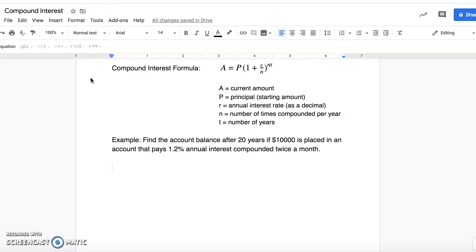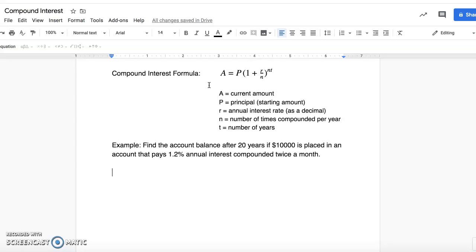Okay, so in a previous video, we took a look at this compound interest formula and made sense of what all this crazy stuff is talking about and how it shows us how our money grows or how our debt can grow. Okay, so let's take a look at a second example for those of you that like to see that worked out again. So this example says find the account balance after 20 years if $10,000 is placed in an account that pays 1.2% annual interest compounded twice a month.